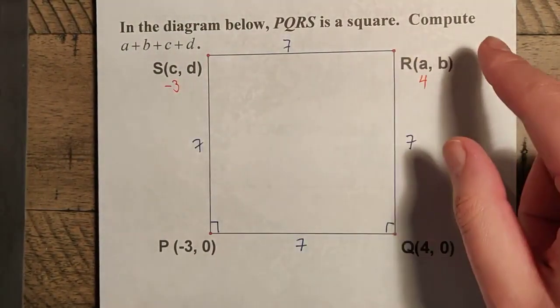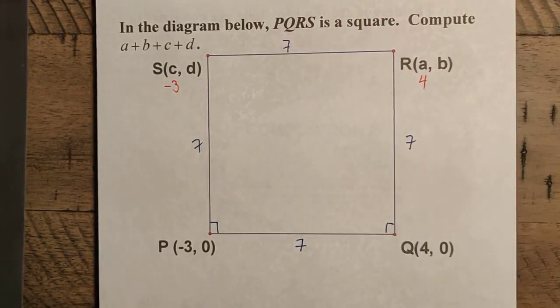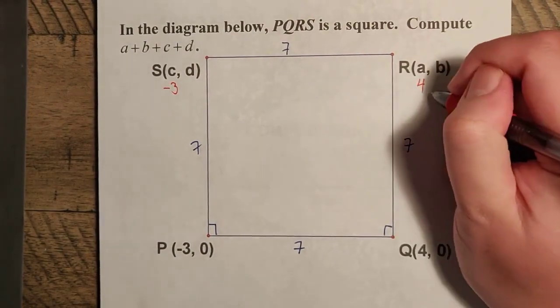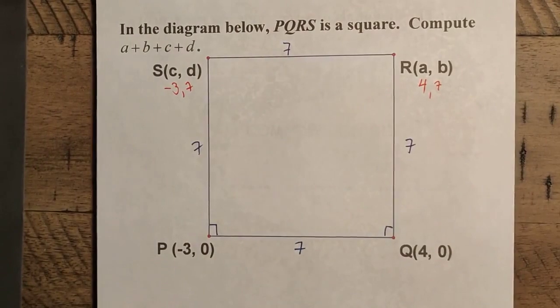Again, we note that in this situation we've gone 7 units up. So by advancing upward like this, it makes sense that B is therefore 7 and D is therefore 7 as well. So now we can put this all together and see what's going on.